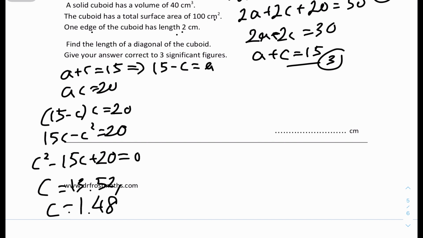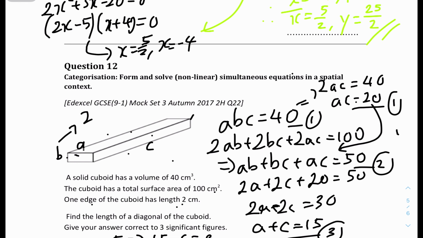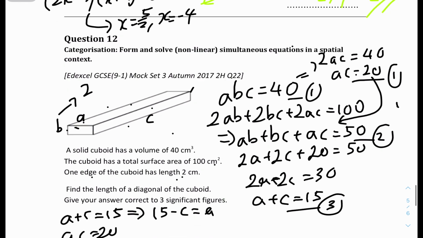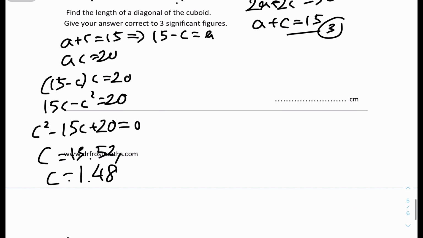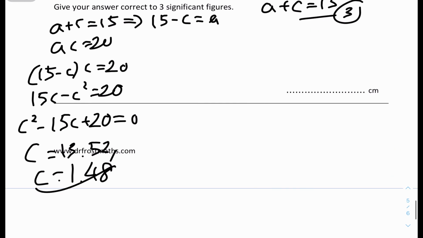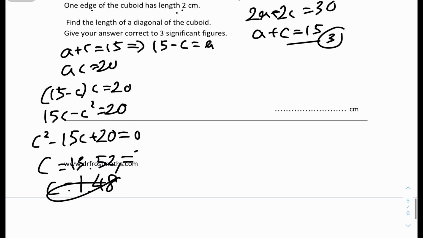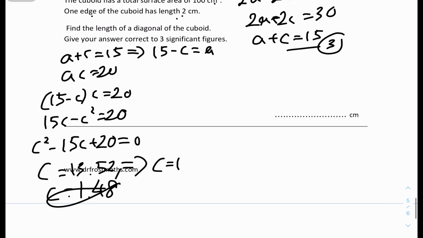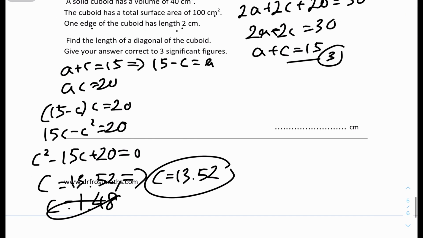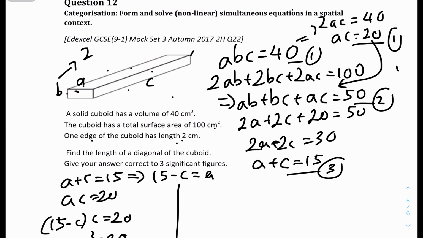And obviously we can't have 1.48 because C is the longest and it's not shorter than B, because B is 2. So C has to be bigger than 2. So this is rejected. And therefore C is 13.52. So we have C. That means that A will be 15 minus C, which is 15 minus 13.52, which is 1.48, like so. So now we have A and B already.